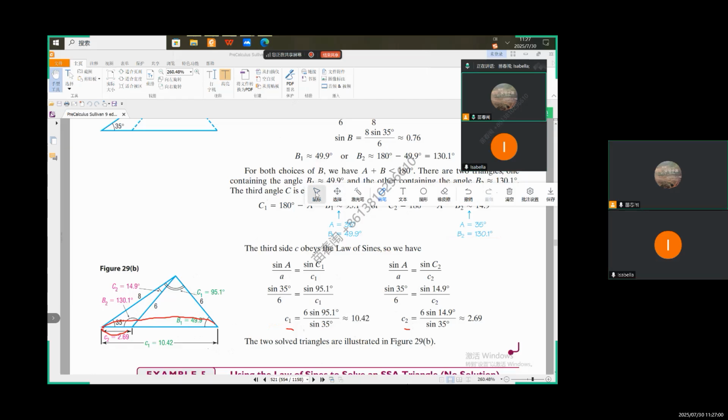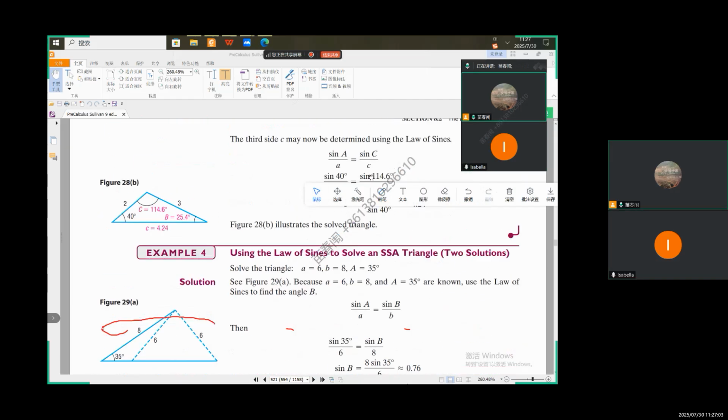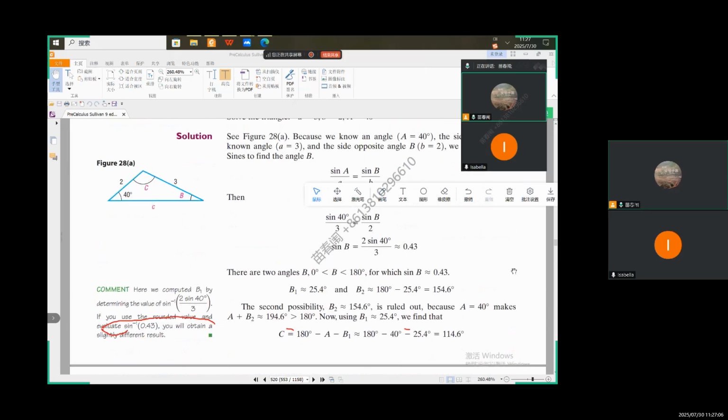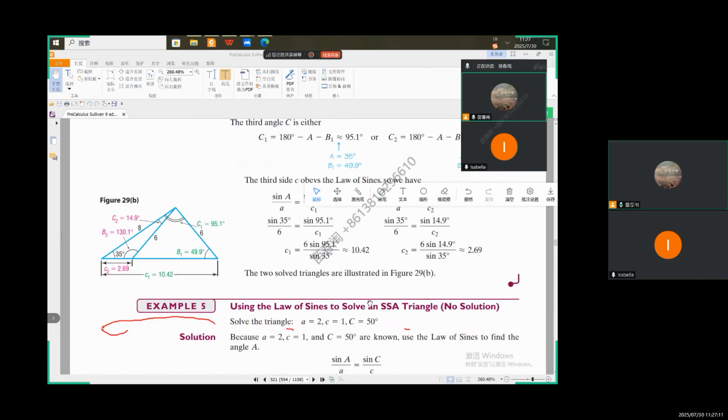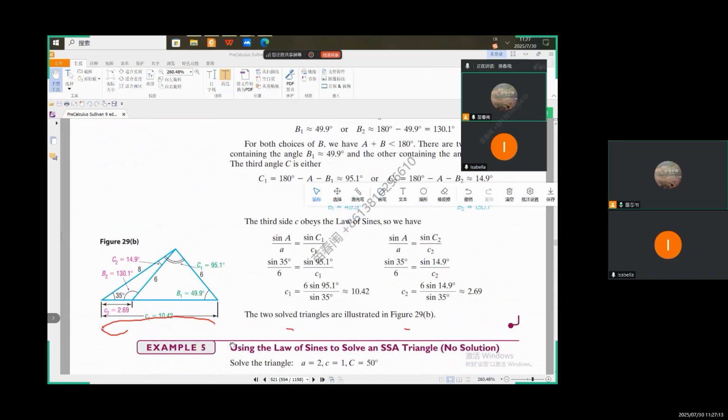See, and before that, the one we skipped is the one solution. When we don't really have other choices, then that's the normal solution. Let's do example 5, which is a little different from one solution or two solutions. This time there is no solution when you try to do it.